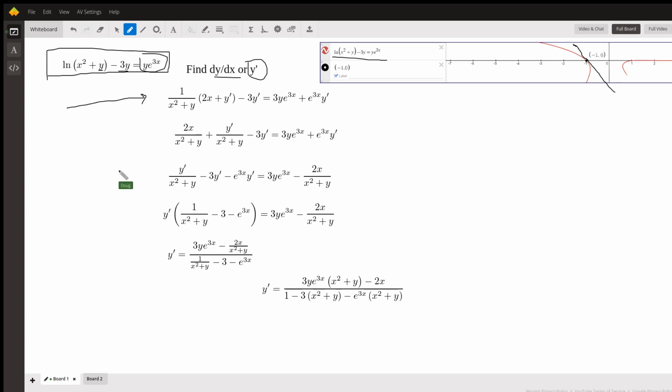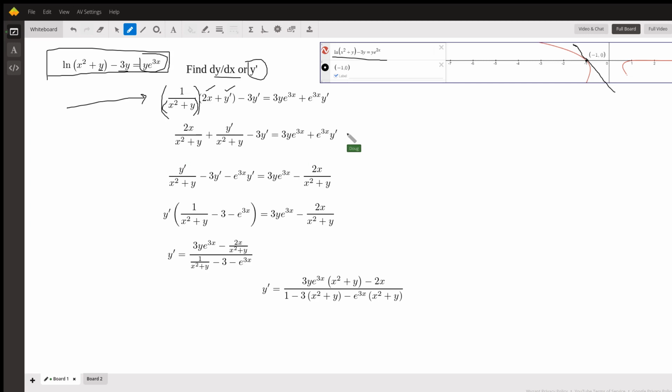Now, if you want to simplify that and find y prime, normally I would probably multiply through every term by x squared plus y to clear the equation of fractions, but this time I'm going to distribute this 1 over x squared plus y times each term in these. So that's where these first two terms come from.